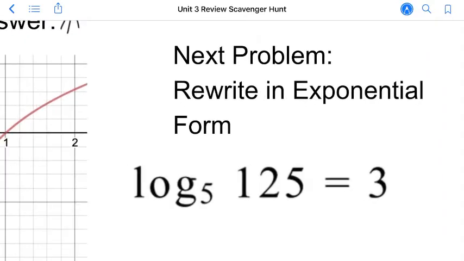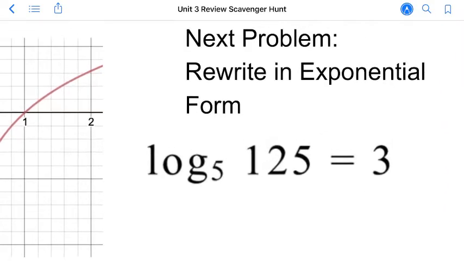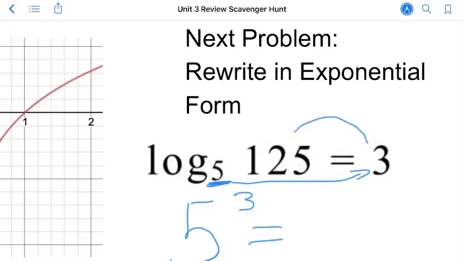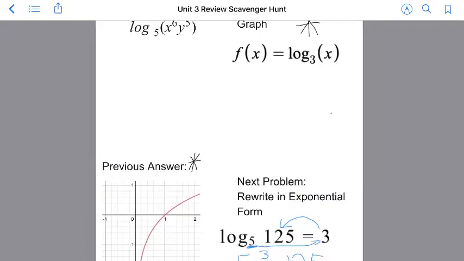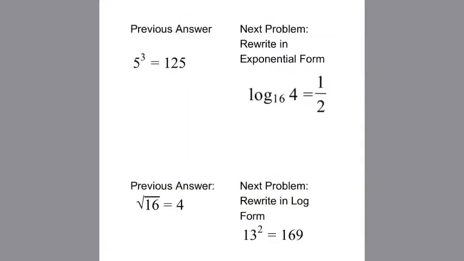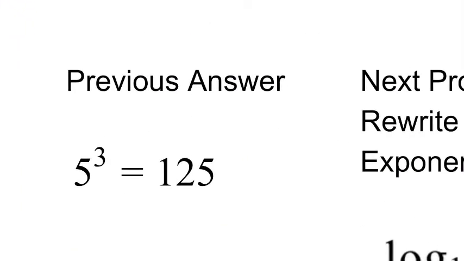So the next problem is rewrite in exponential form. I'm looking at the base of my log, which is going to be the base of my exponent. Then my exponent is whatever my log was equal to. So 3 equals whatever the value I took the log of. So 125. So that should have been your answer, which is the next previous answer.